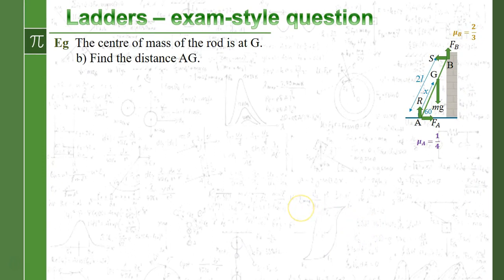Okay, the centre of mass is at G. Find the distance AG. This is where we're going to need moments. So let's work out the distance x. Let's take our moments about A. So what have we got?